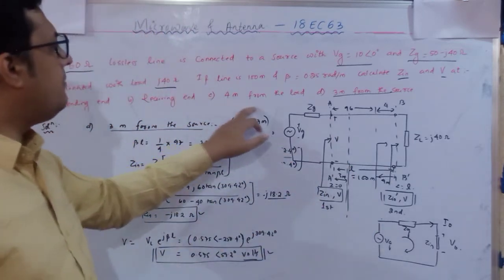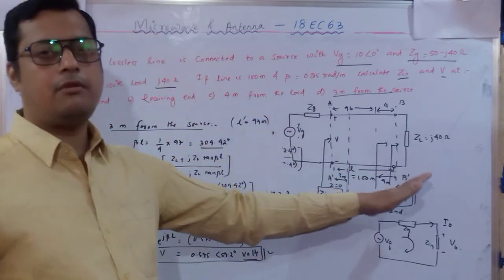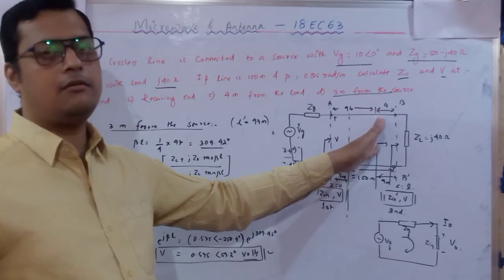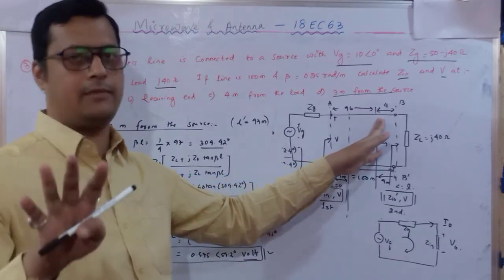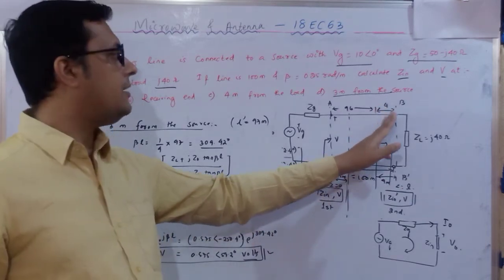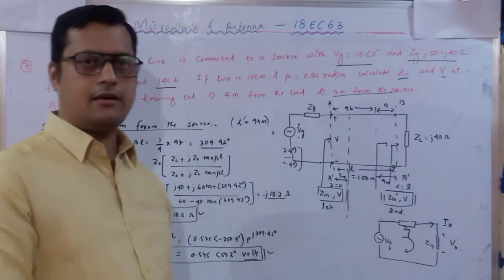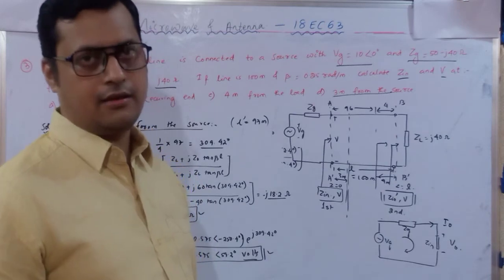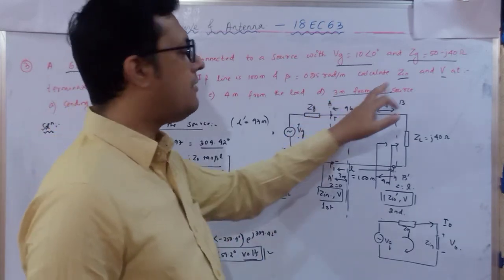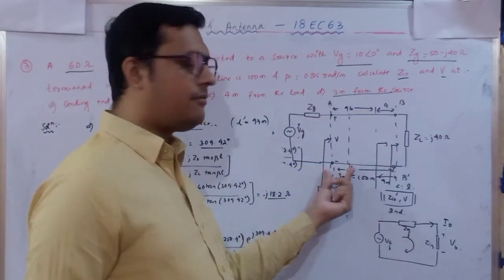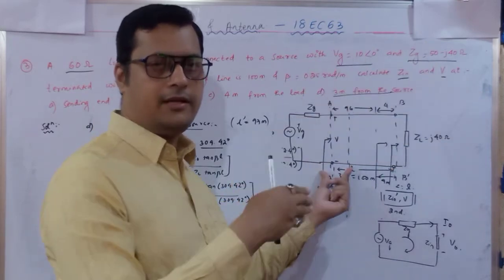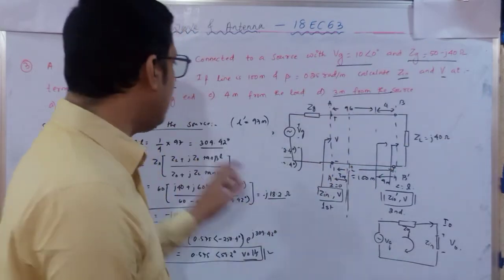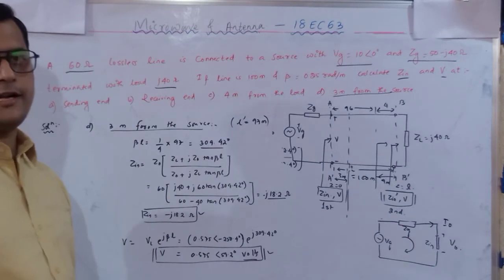Next, 4 meter from the load. So 4 meter from the load means now the length you have to consider from the load side is 4 meter. With the help of that 4 meter, you have to find out beta L, input impedance and potential. Similarly, 3 meter from the source means from the load end how many meter? 97 meter. So the length will now become 97 meter.